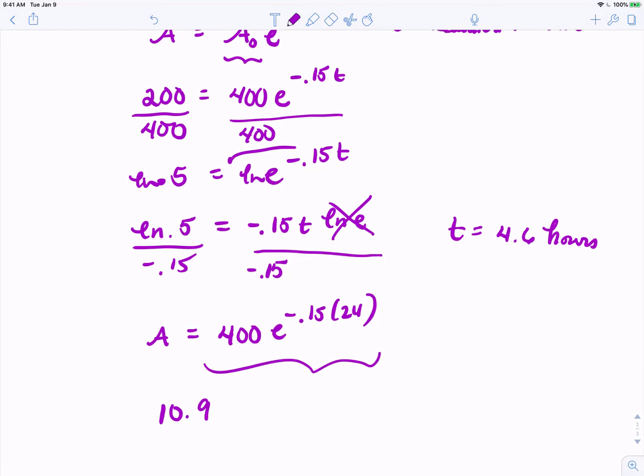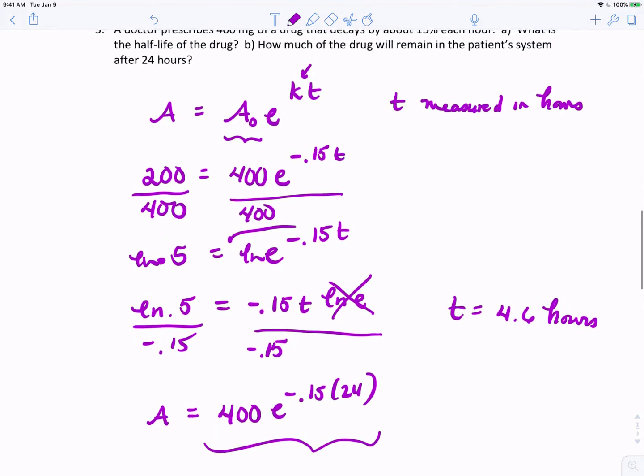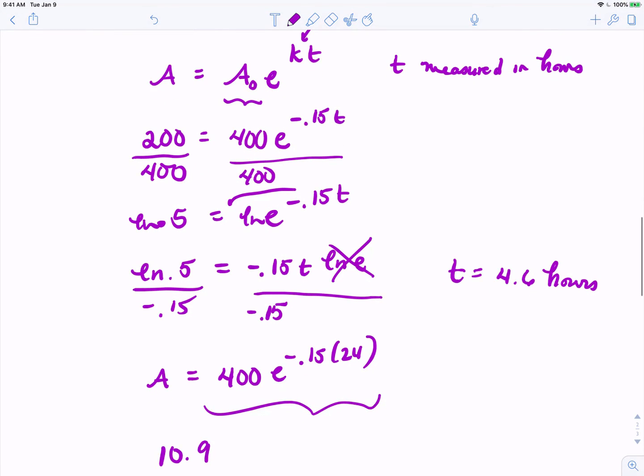So in about 24 hours, about 10.9 milligrams would be left in the patient's system.